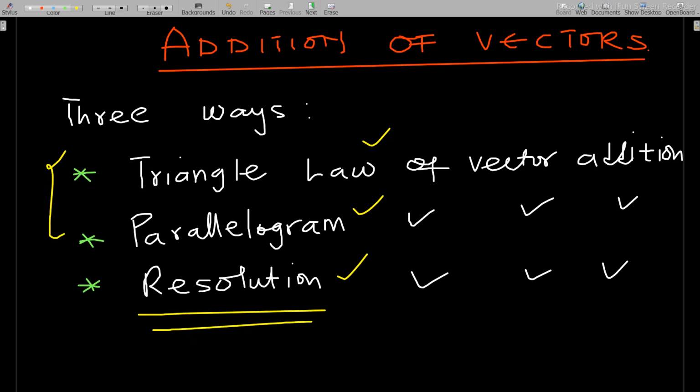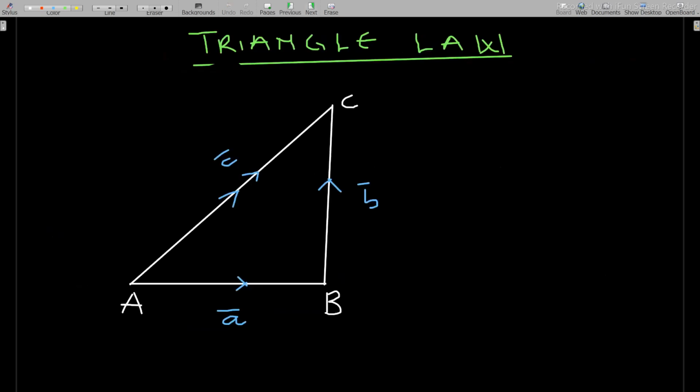If you want to know how the resolution law works, just watch my videos on how to find the forces or electric field intensity existing between charges due to different charges at different angles. That one you'll be able to understand the resolution law, but here in mathematics you deal with the triangle law and parallelogram law much. So let's start with the triangle law.